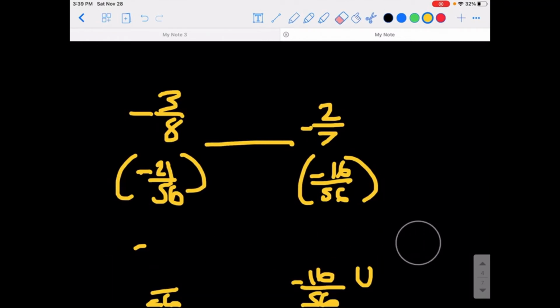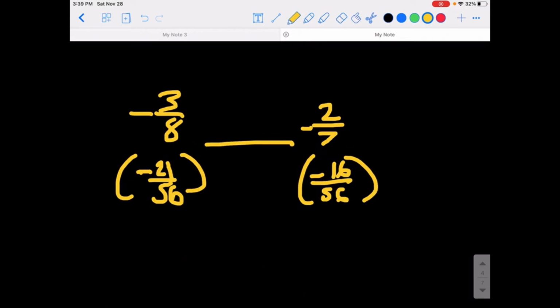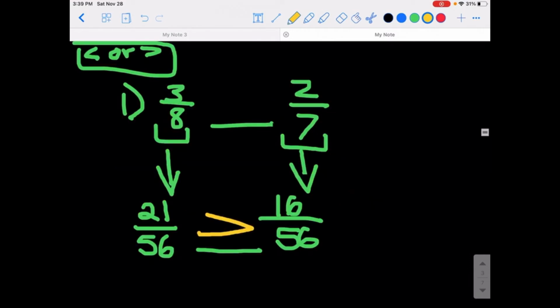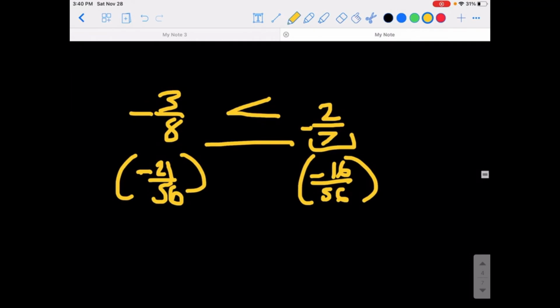So which number is closer to 0? This one is closer, and it's going to become a whole number a lot faster. This negative 3/8 is less than negative 2/7. This is really important to think about again, because with a positive number, this was greater because it was farther away from 0. And with negatives, the farther you are, the less you are. You have to be closer to 0. And negative 2/7 is way closer than negative 3/8.